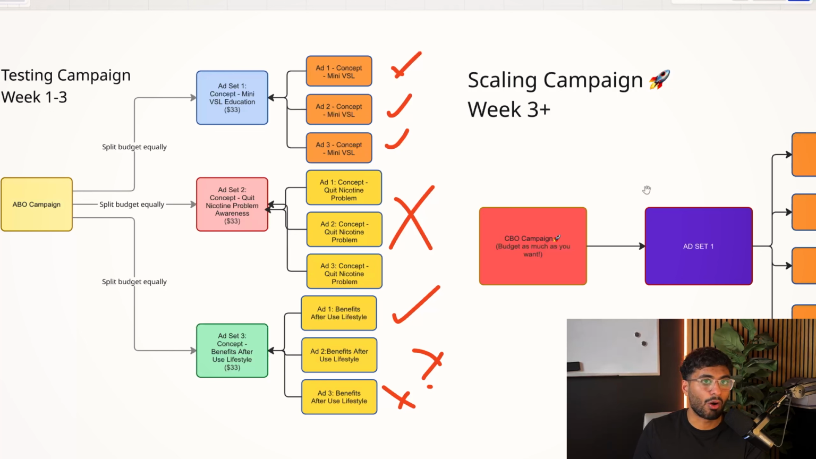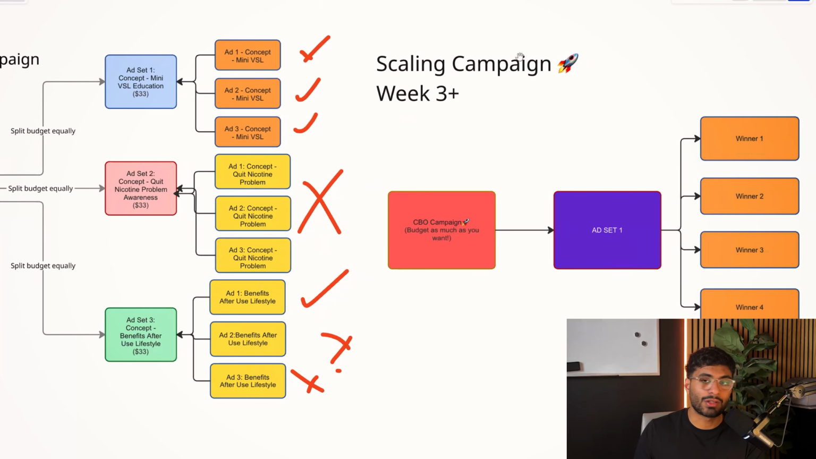Obviously, this is not a set and forget type of thing. You need to always be coming out with new creative concepts, new ad creatives, and you can continue adding them into the testing campaign. Once you identify the winners, then you can add them into the CBO scaling campaign.